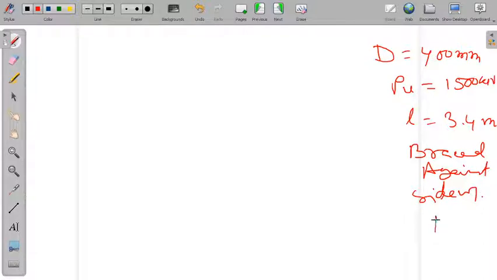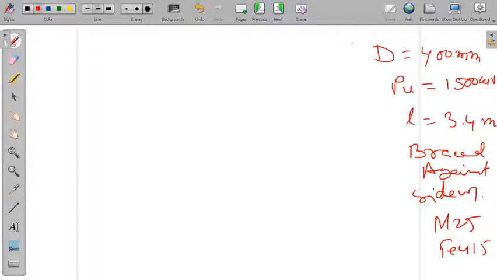Okay, it is given M25 concrete and Fe415 steel. I am reading again. Design the reinforcement in a spiral column of 400 mm diameter subjected to a factored load of 1500 kilonewton. The column has an unsupported length of 3.4 meter and is braced against sideway. Given M25 concrete and Fe415 steel. Okay, let us see how to do this problem.